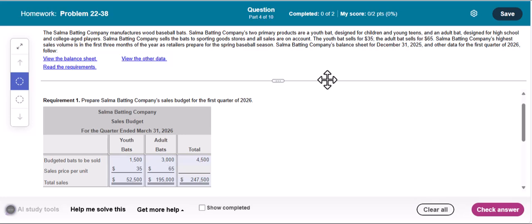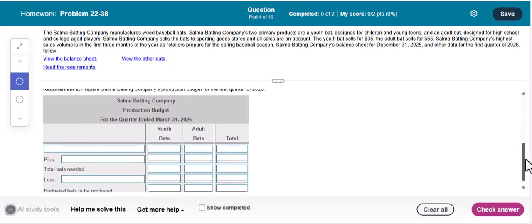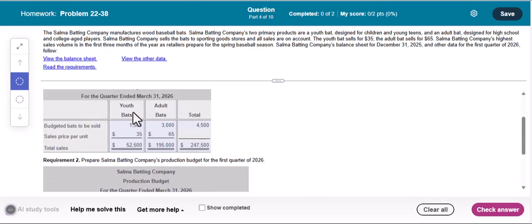Problem 22-38. Now that we've finished the sales budget, we are moving on to requirement 2, the production budget here. So now that we know how many bats we're going to sell, that's 1,500 youth bats and 3,000 adult bats, we can figure out how many bats we need to manufacture. And remember, we may already have some bats in inventory, and we probably will want to have some surplus inventory at the end of the quarter, just in case sales are higher than we expected.